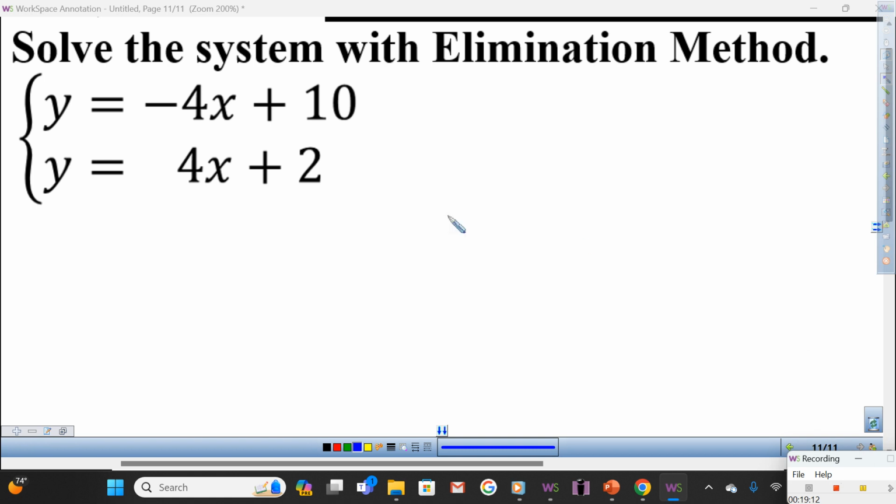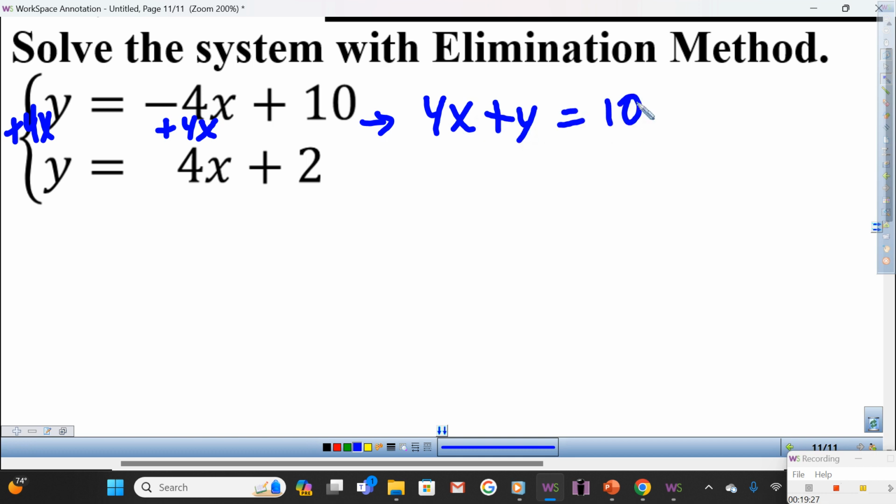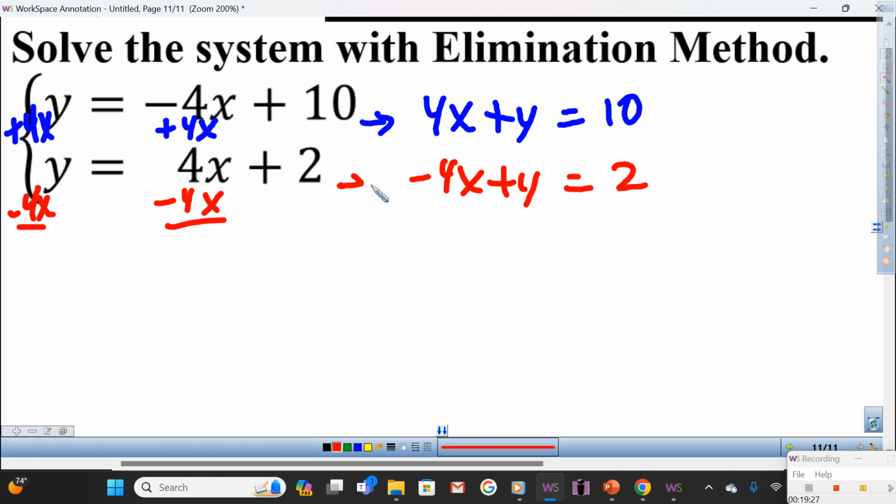What did you do first? Standard form, so what do you do for this one? Add 4x, add 4x. So this became 4x plus y equals 10. Hands if you got that. All right. How about the second one, Trinity? Subtract 4x, subtract 4x. That leaves us with negative 4x plus y equals 2. Hands if you got that. All right. Next.